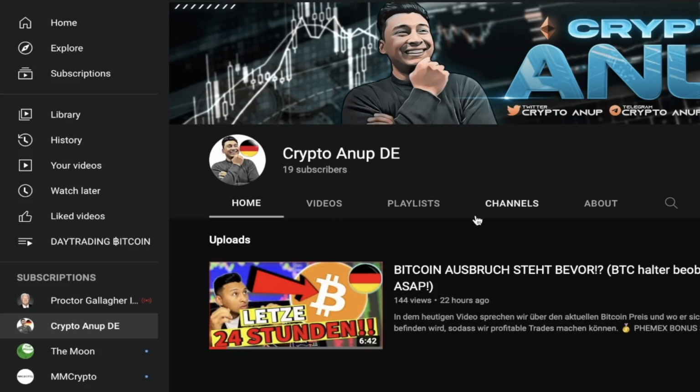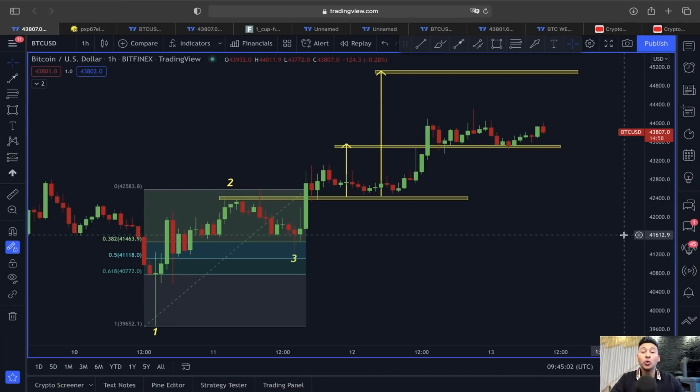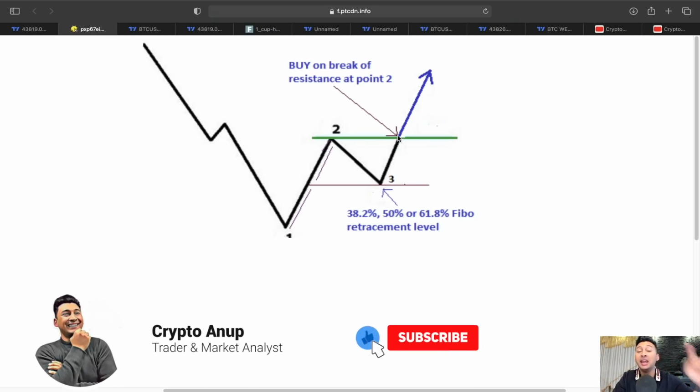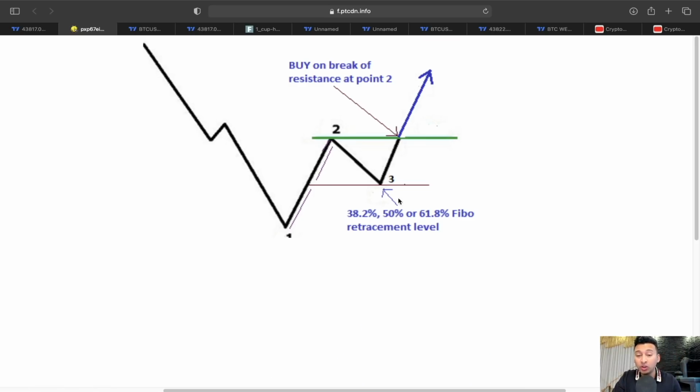Now let's dive into the content. So yesterday I talked about this 1, 2, 3 reversal pattern, and according to this pattern, the price of Bitcoin was retesting this 0.2 area, and we said we have two targets. The first one will be measured from the 0.2 till this 0.3, and the second one will be from 0.2 till the 0.1 area.